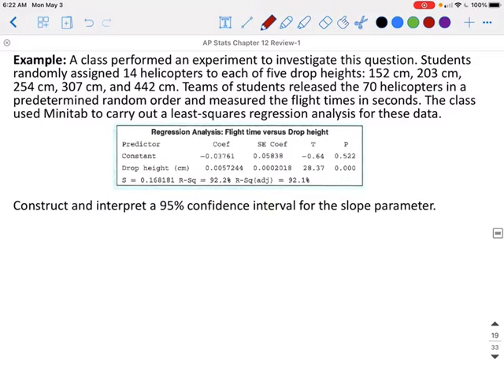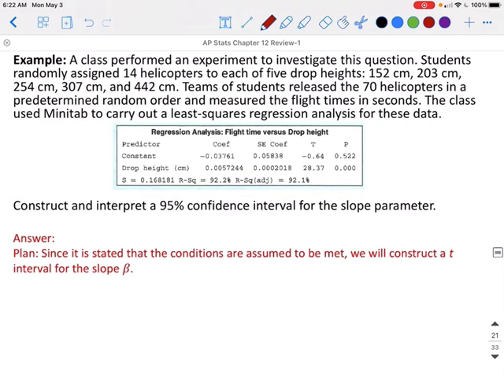Now we need to construct and interpret a 95% confidence interval for the slope parameter. Again, this would be a 4-step problem. We're going to start with our state, and that tells us what we need to do for this problem. So we want to construct a 95% confidence interval for beta. Next is our plan. This is where you say what method you're going to use and check your conditions. Since it is stated that the conditions are assumed to be met, we will construct a t-interval for the slope beta.